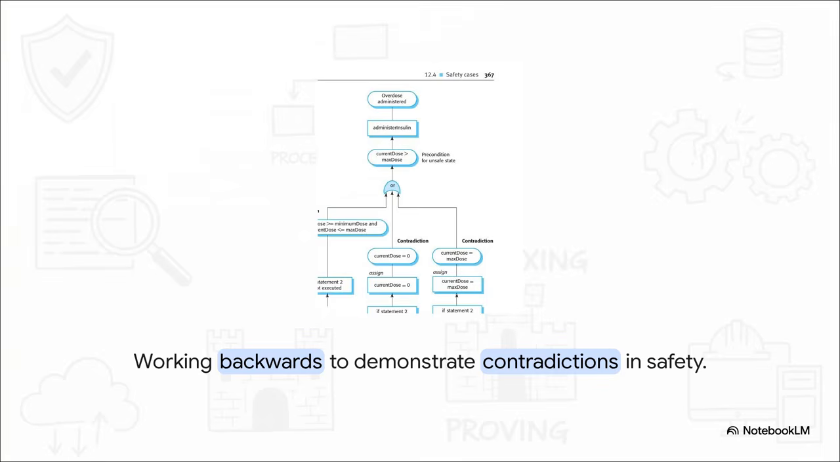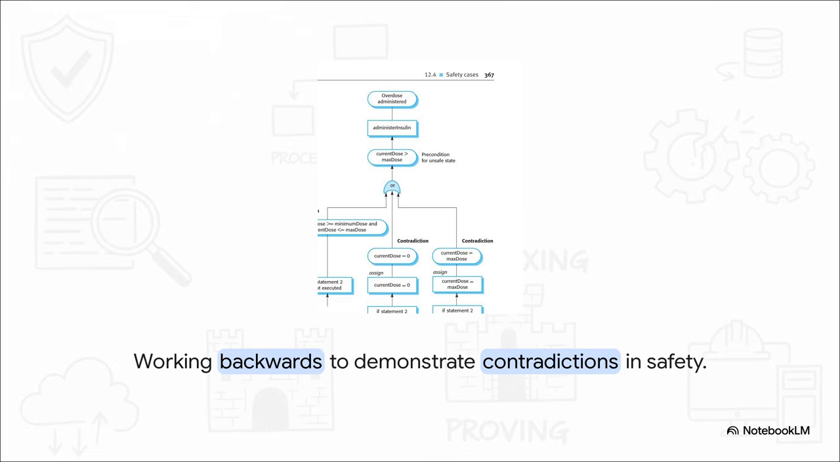So, if we analyze the code paths immediately before the administer insulin command is executed, we start with our unsafe precondition, current dose is greater than max dose. Now, if we follow the logic backwards, the last assignments to current dose in the code are either current dose equals 0 or current dose equals max dose. Let's test them. If we take current dose equals 0, does 0 equal a number greater than max dose? No, absolutely not. That is a contradiction.